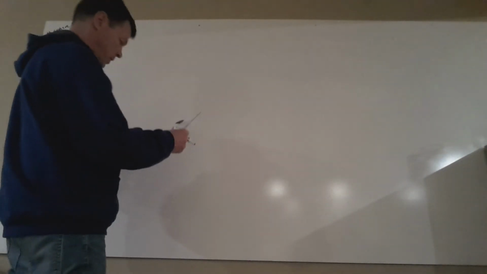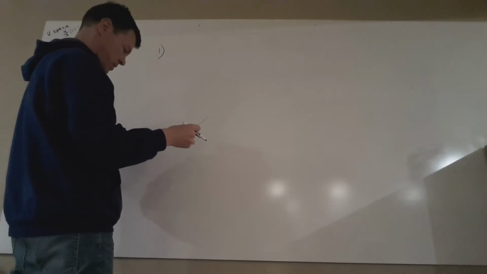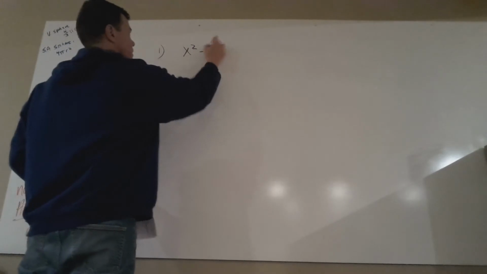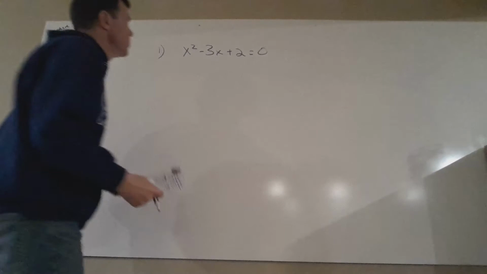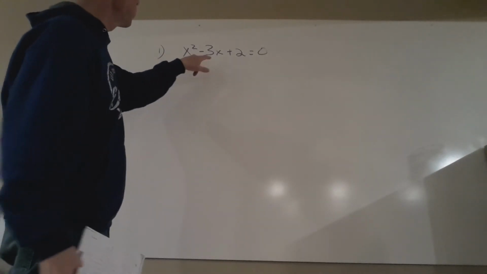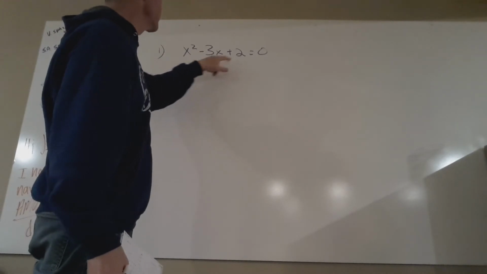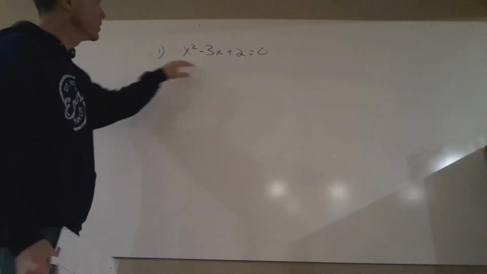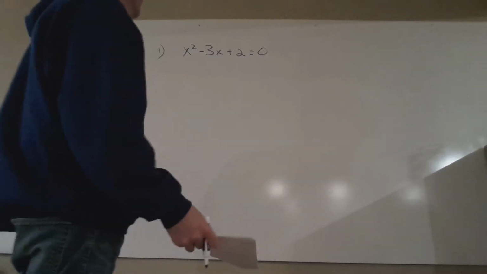I'll start out with number 1. Number 1, x squared minus 3x plus 2. It's in the form ax squared plus bx plus c equals 0, so it's already in that form. We don't need to change anything around. All we need to do is plug the numbers into that quadratic formula.